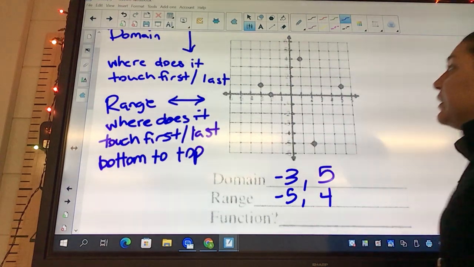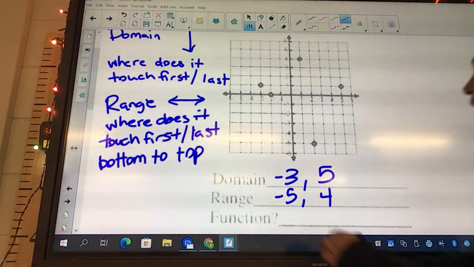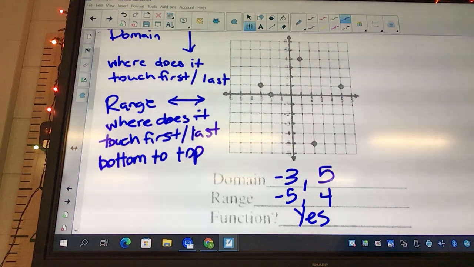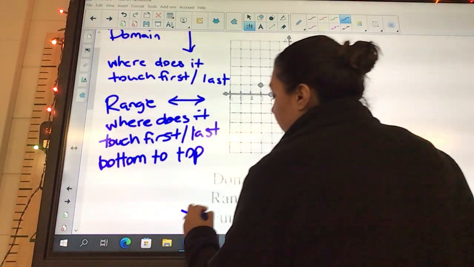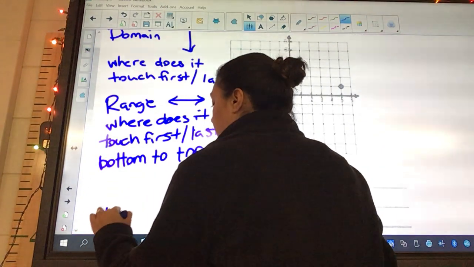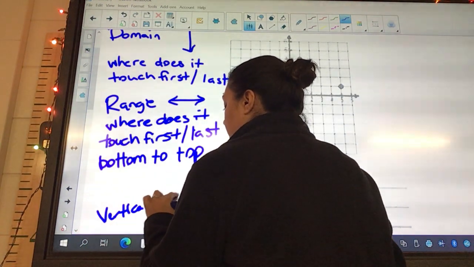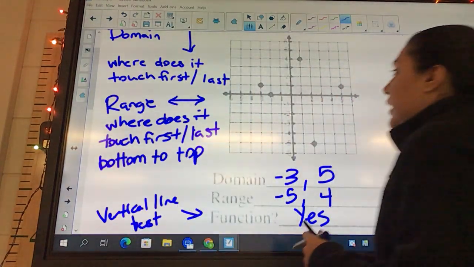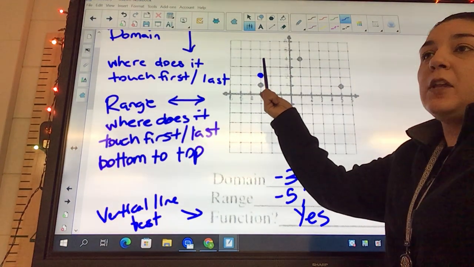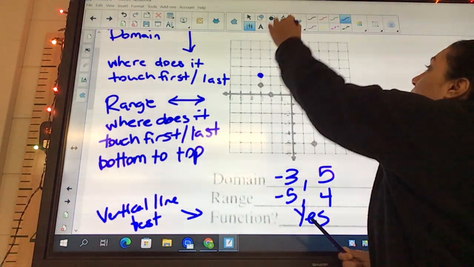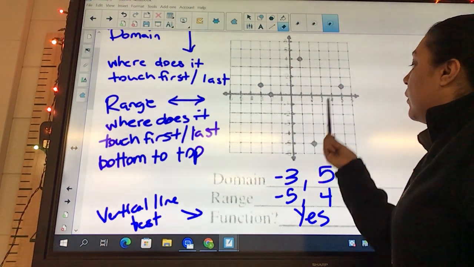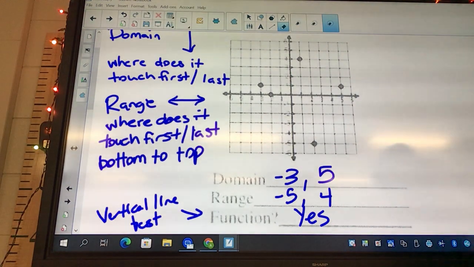4. Good. Is this a function? Yes. How can you tell if it's a function? It's not touching 2 points at the same time. To see if it's a function or not, what kind of test do you have to use? The vertical line test. So this one, yes, is a function. It would not be a function if you had something like this. See how those 2 points are right on top of each other? Then that makes it not a function. Because all the points are separate and we just touch one at a time, it is a function.